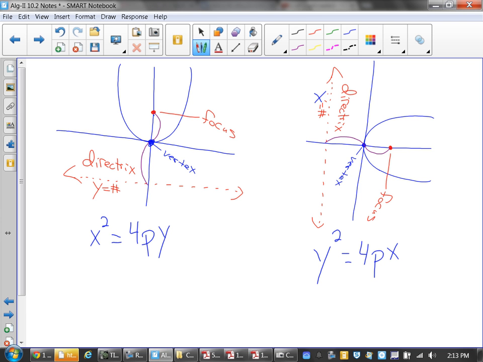Okay, so if p is negative, then it goes down. If p is positive, it's up like a cup. If p is negative, it's down like a frown.